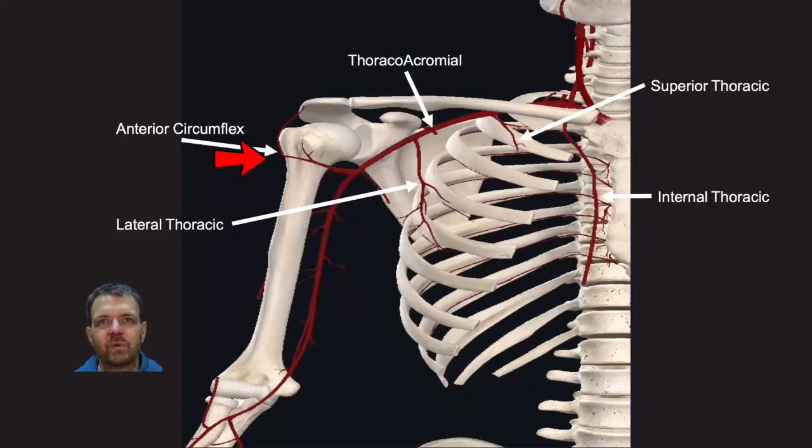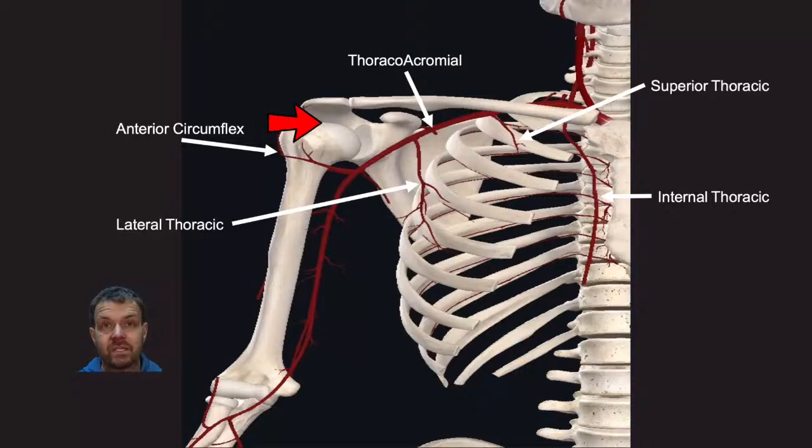This one here is really important. So the anterior circumflex. This is the circumflex artery to the top of the humeral head. You can have an occlusion here, which will reduce the blood supply to the humeral head, and you can have similar to the femoral head.